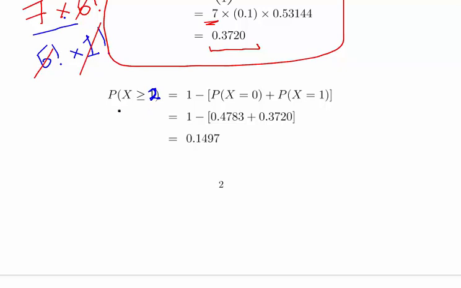So rather than going through the whole week, 2, 3, 4, 5, and 6, again what we can do is use the complement rule. More or less the same way. What is the complement of 2 or more? It is the probability of 0 plus the probability of 1. So essentially what we're doing is using the complement rule. We had 0.4783 previously, and just up above we have 0.3720. That's the probability of x equals 0 and x equals 1 respectively. Add them together and get the complement of that, and we get 0.1497. So that's the answer to part C.